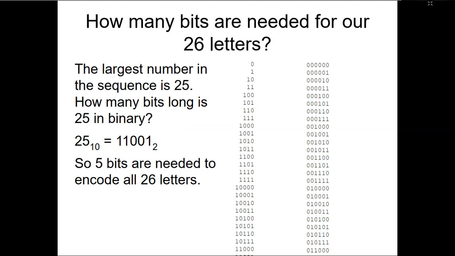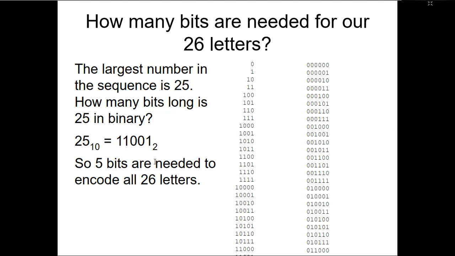So to represent the numbers 0 through 25, you need a certain number of bits. How many bits would you need? Well, if we count from 0 to 25, when we get to 25, we can see that there are 5 bits needed because 25 is 11001, and so there's 5 bits there.